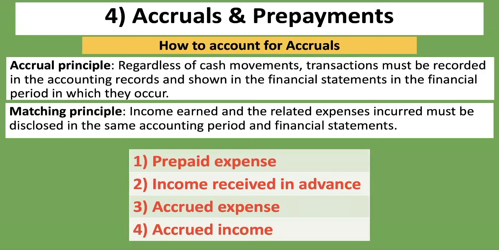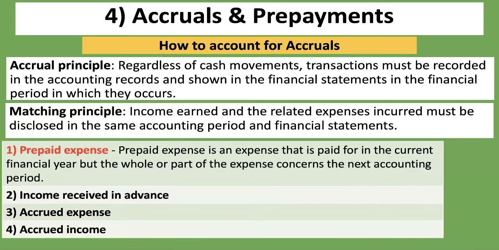So let's start with the first one, prepaid expense. What is that? Well, prepaid expense is an expense that is paid for in the current financial year, but the whole or part of the expense concerns the next accounting period. Like the word prepaid suggests, you are paying for something in advance. It's an expense that you have not incurred yet, but you are paying for it in advance. You know that you will incur some expense in the future, but you're paying for it right now. So you have not incurred that expense as yet.